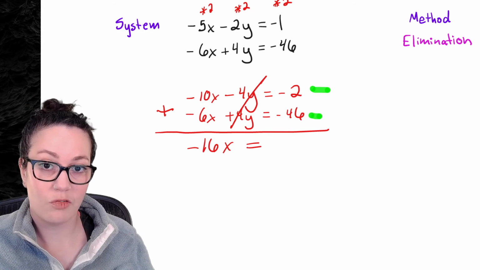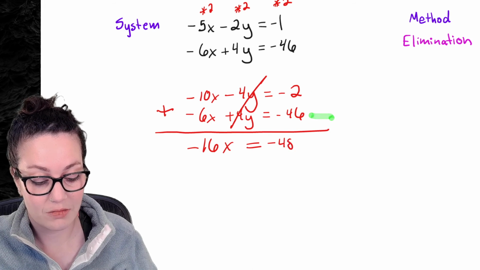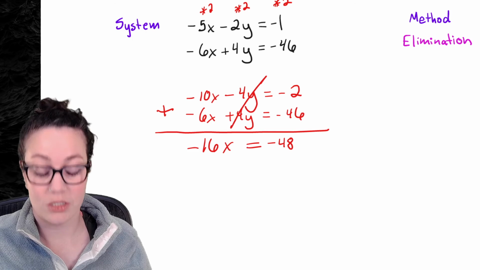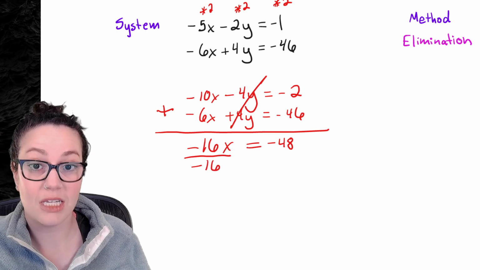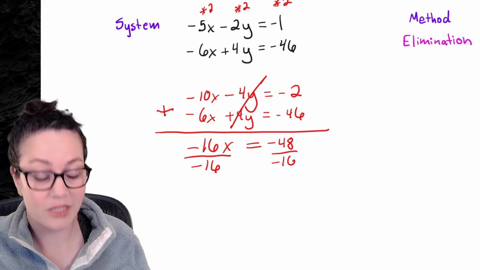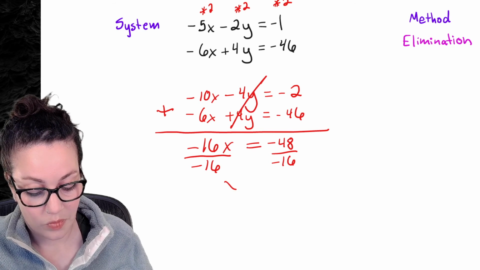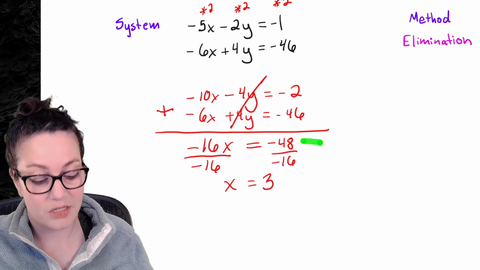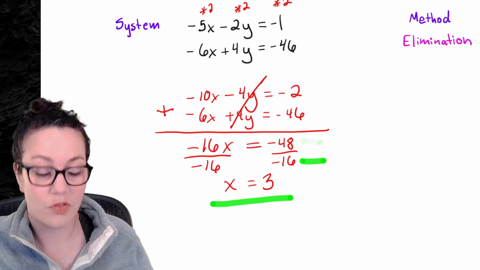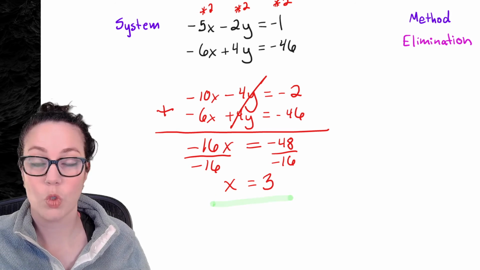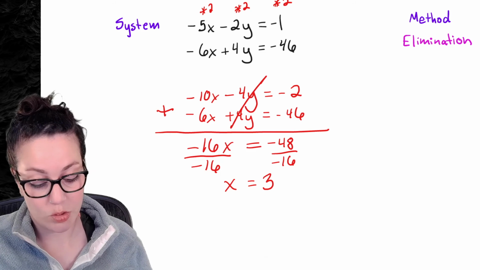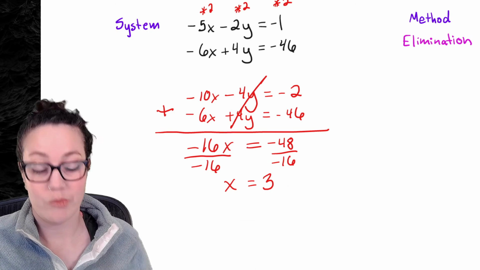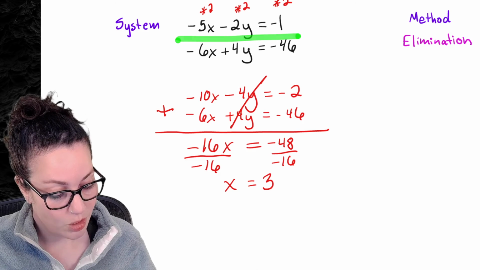Negative 2 plus negative 46 is negative 48. To isolate x, I'm going to divide by its coefficient. That's negative 16. I'm going to divide by that on both sides. So I get x is equal to positive 3. Negative 48 divided by negative 16 is positive 3. Cool. Now, as usual with our systems, once we've found one value, we're going to plug it into one of our equations to find the other value. I'm just going to use the first equation, and let's go.